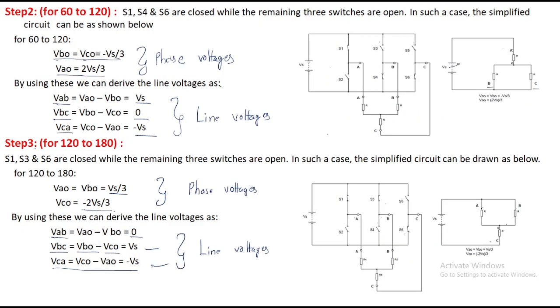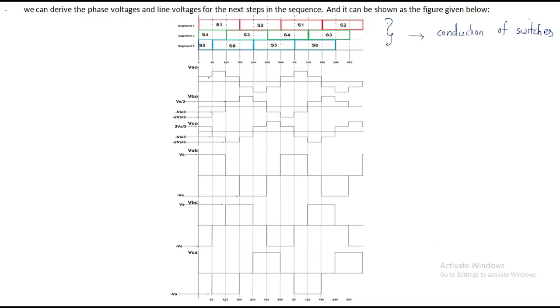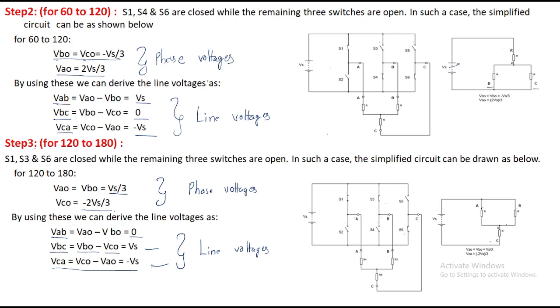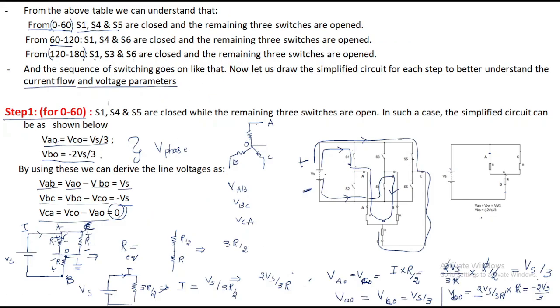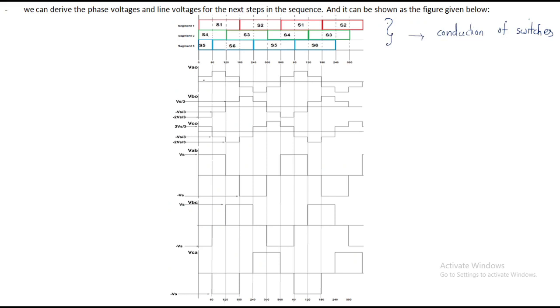VS by 3. So you will get positive VS by 3. For VB0, what is the value of VB0 for 0 to 60 degrees? So for 0 to 60 degrees the VB0 value is minus 2 VS by 3. That's why, this is for VA0, and this is for VB0, and this is for VC0. So VB0 you have minus 2 VS by 3 up to this.